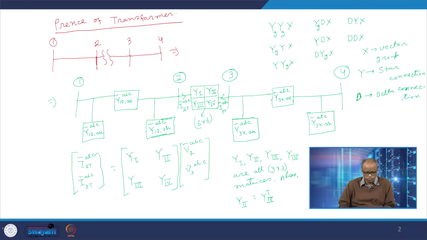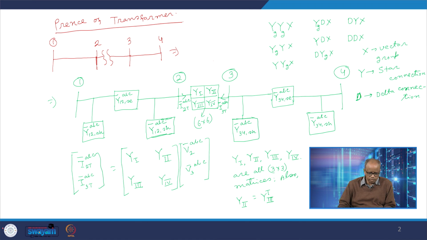Welcome to this lecture on modeling analysis and estimation of three-phase unbalanced power network. So, we have been talking about the modeling of a network involving a transformer. We have considered one simple 4-bus system in which there are two lines, one between bus 1 and 2 and another between bus 3 and 4, and between bus 2 and 3 there is a transformer.